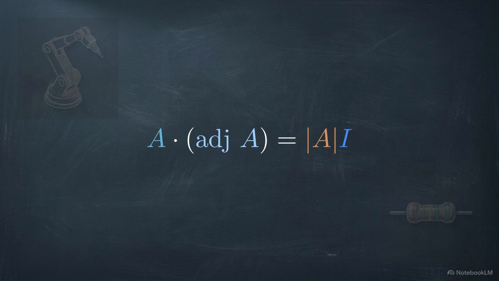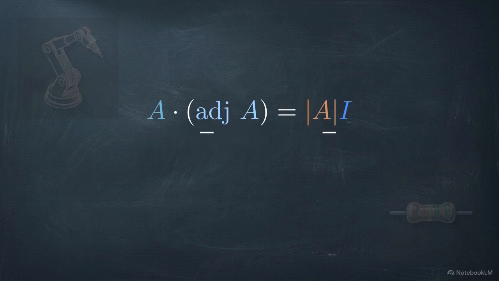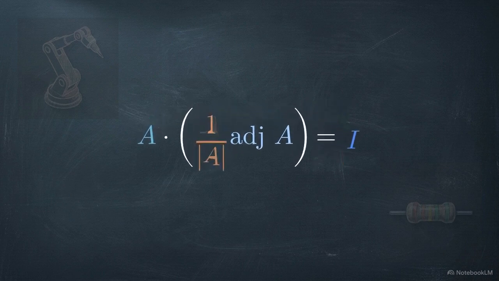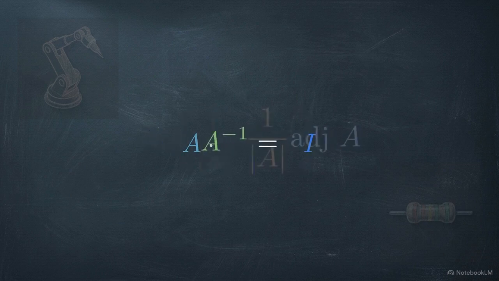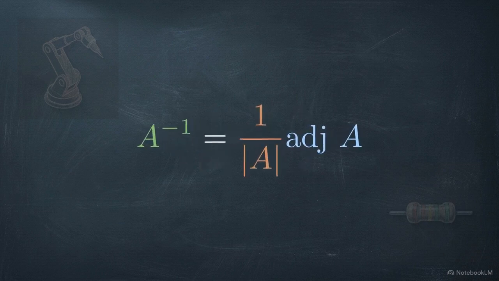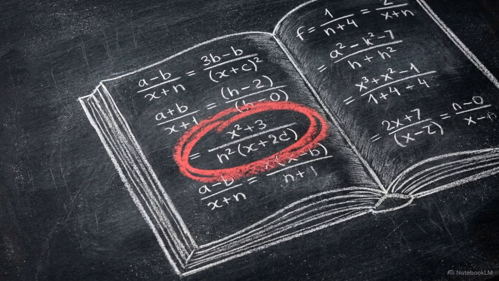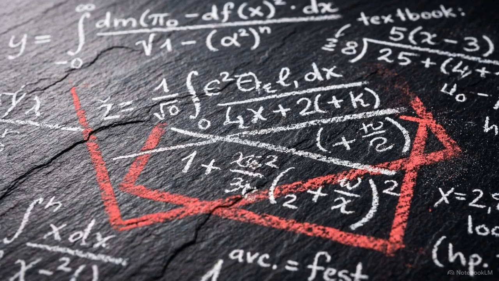To isolate the inverse matrix term, we divide both sides of this equation by the determinant. This yields the operational formula for matrix inversion. A inverse equals 1 over the determinant of A multiplied by the adjoint. Because inversion requires dividing by the determinant, this formula sets the mathematical boundaries for how we simulate physical systems. This division introduces a specific constraint.